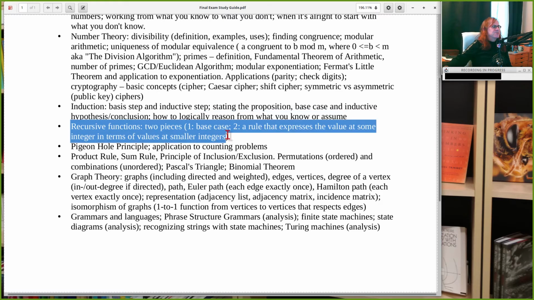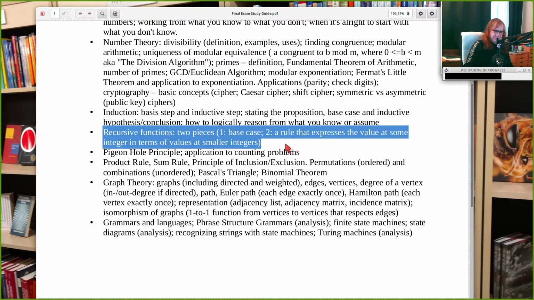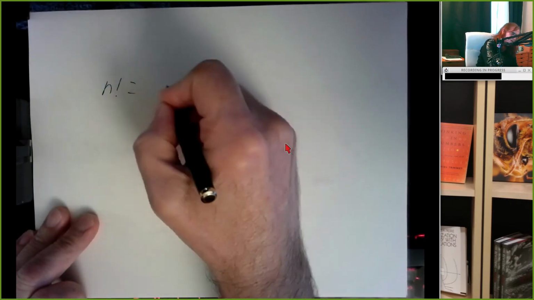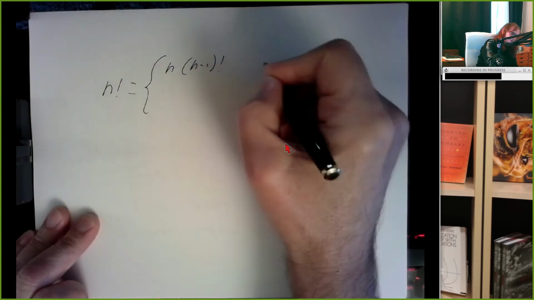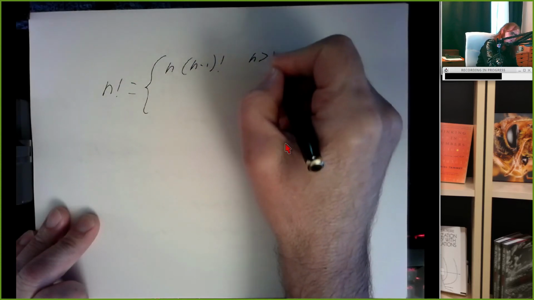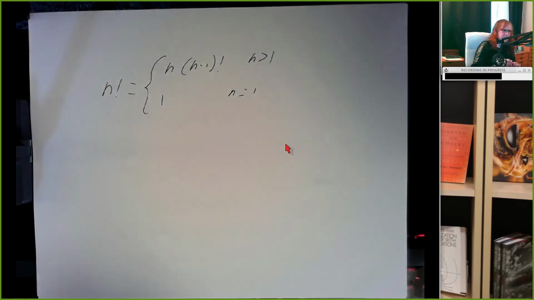All right, recursive functions we talked about a little bit. This is the idea of expressing something in terms of other values of that same something. For example, if I want to write n factorial, I could say n factorial is just n times n minus 1 factorial, where n is bigger than 1, and it's just 1 if n is equal to 1. So there's a recursive definition of factorials.